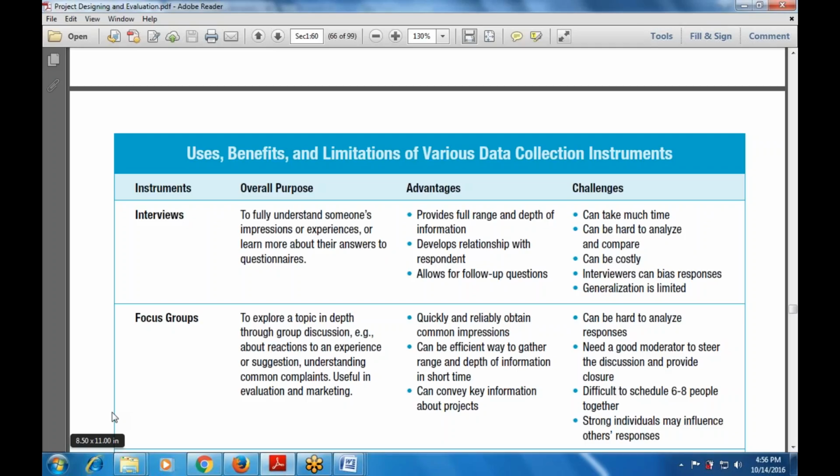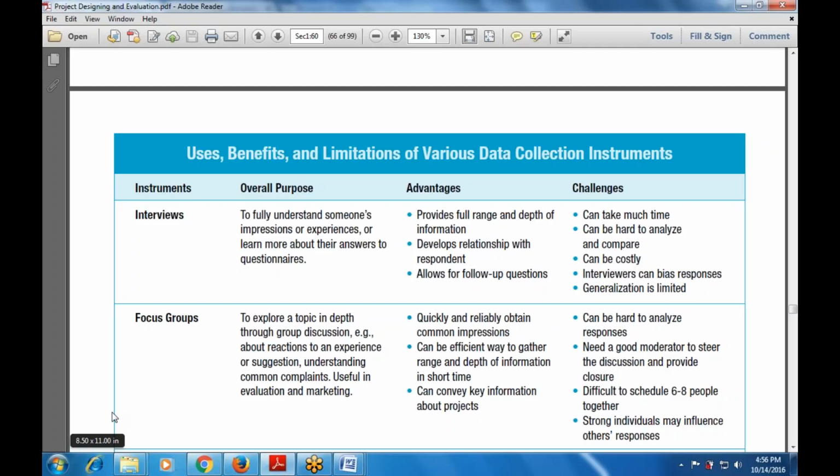Because everyone has a different thought. As I said, there is an advantage that every thought is available to us, but there is also a disadvantage, that is disputes, because one person's thought cannot be the focus for everyone. Strong individuals may also influence other responses.